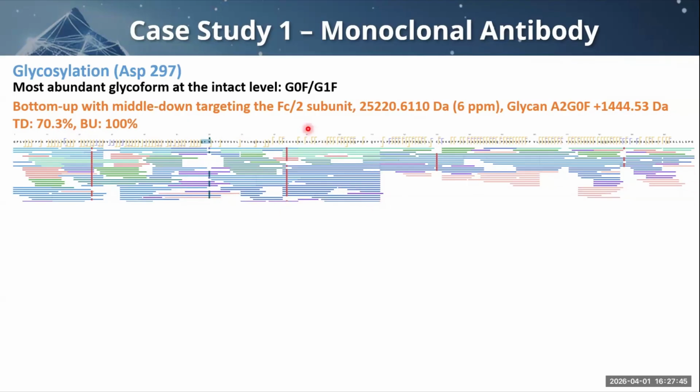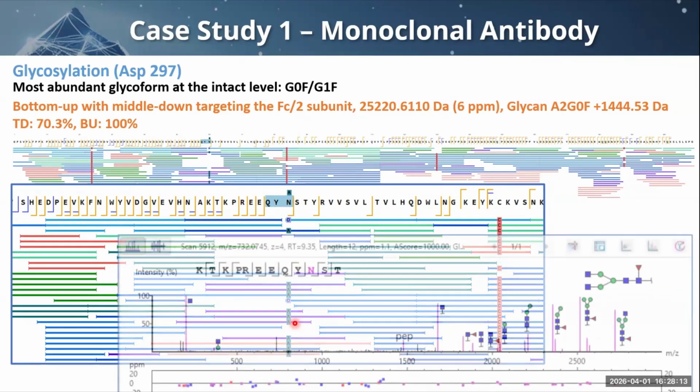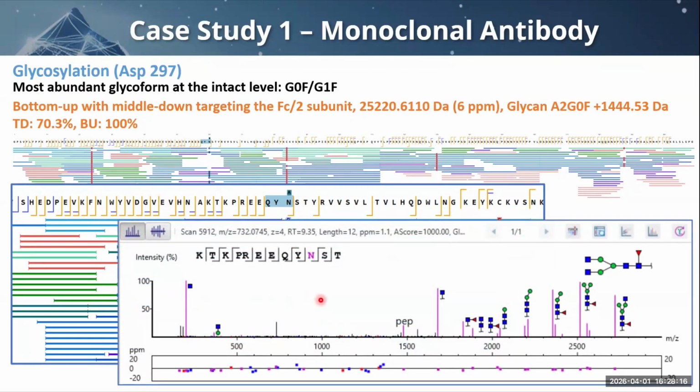This is targeted, again, for the Fc/2 subunit that we were able to measure at the proteoform level within 6 parts per million. If we zoom in here, we see that we do have the glycan localized on the Fc/2 subunit at the intact proteoform level, and we have it also on various peptides from the bottom-up data. If we take one example, here's the glycopeptide fragmentation spectrum that we use to confirm the N-glycosylation site.